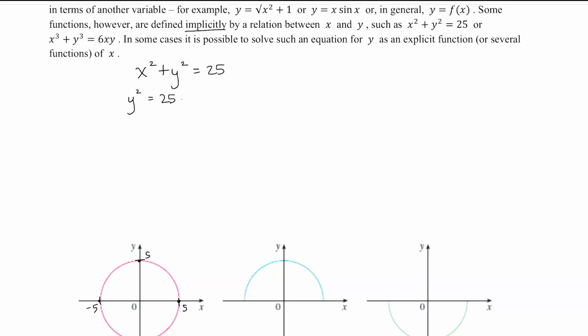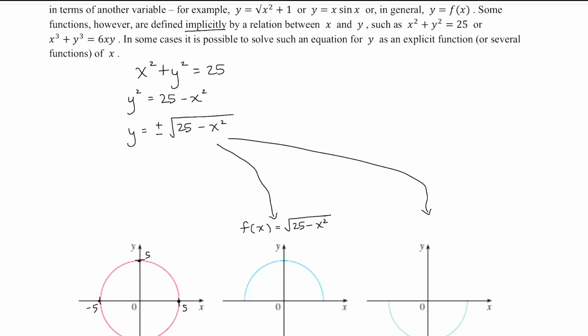Now if we try to solve this for y, we can, for example, subtract x squared from both sides. We can take the square root of both sides, but that gives us plus or minus the square root of 25 minus x squared. The positive square root is in the middle graph here: f of x is the positive square root of 25 minus x squared. And the negative square root is in the third graph over, which they've called g of x, that is negative the square root of 25 minus x squared.